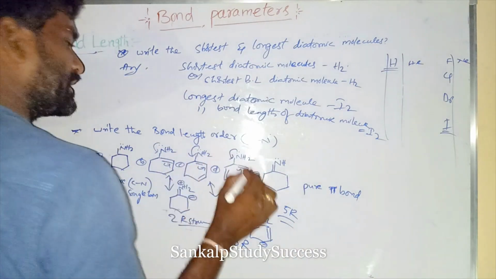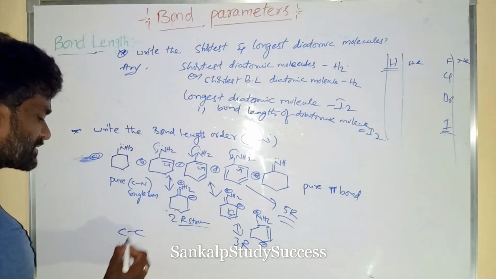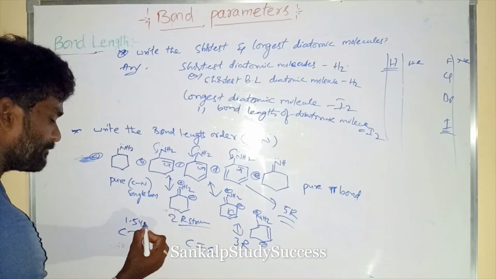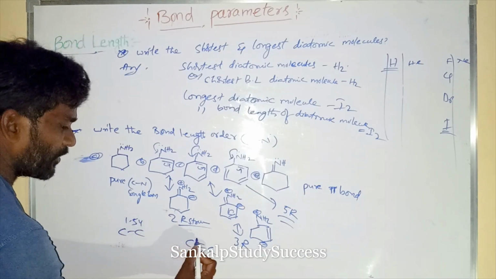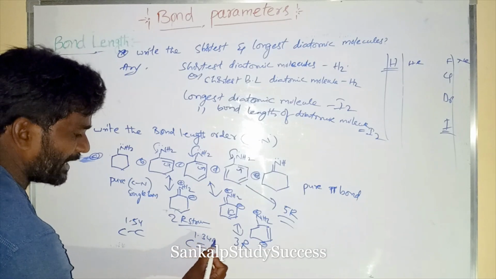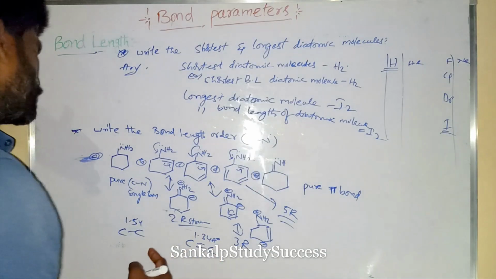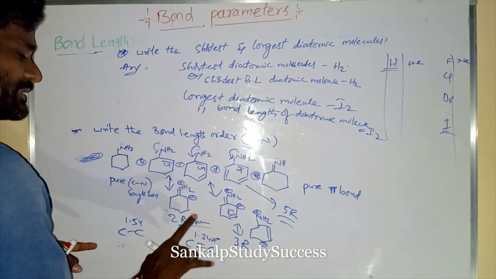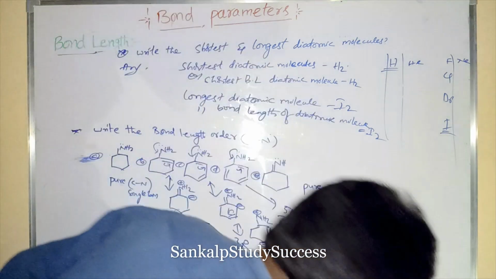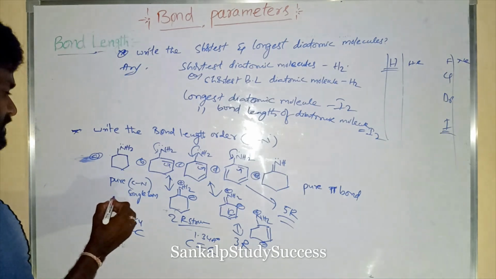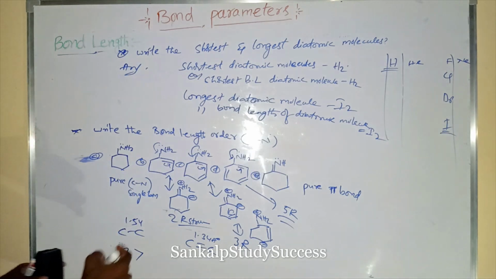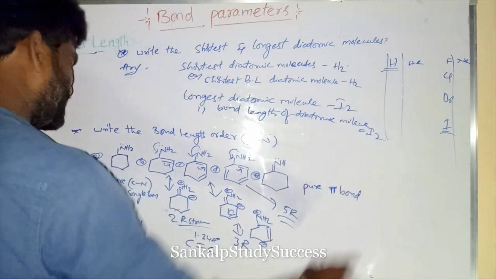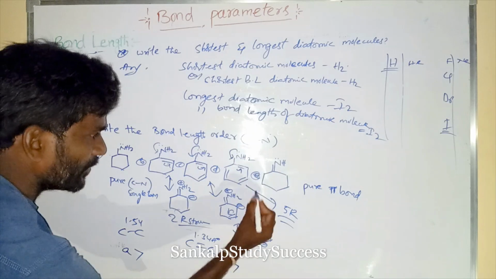We know that a pure single bond has more bond length. C single bond C has 1.54 angstrom bond length, and C double bond C has 1.34 angstrom bond length. Between these two, the single bond has the more bond length and the pi bond has the less. So A has the most bond length because it is the pure single bond, while E, the pure pi bond, has the least.